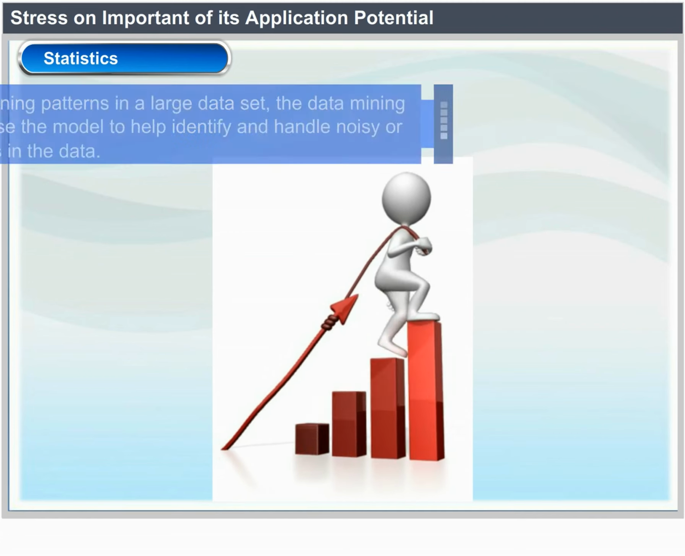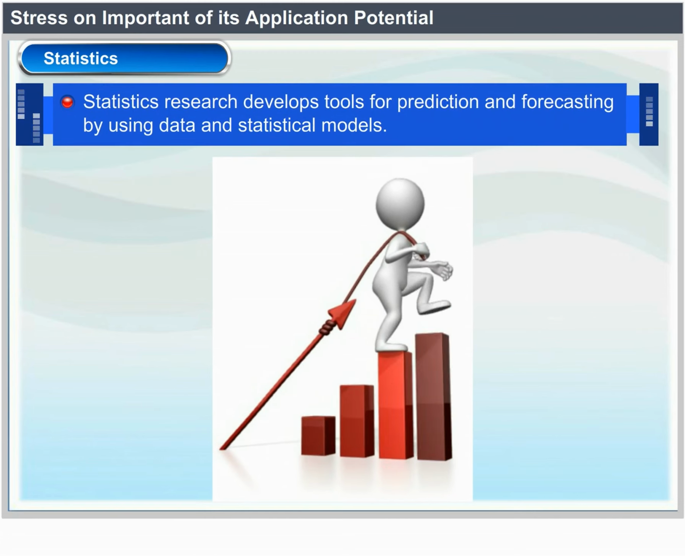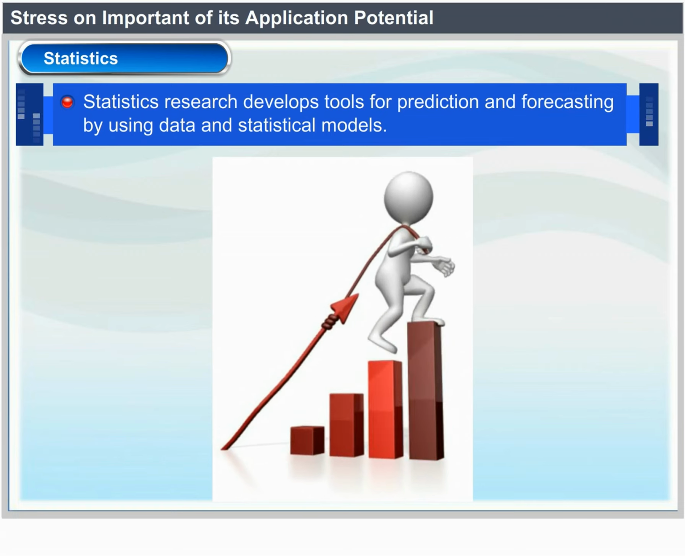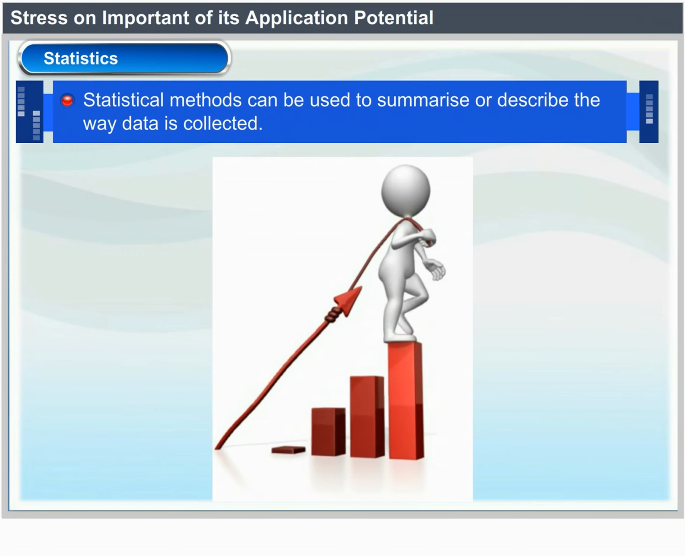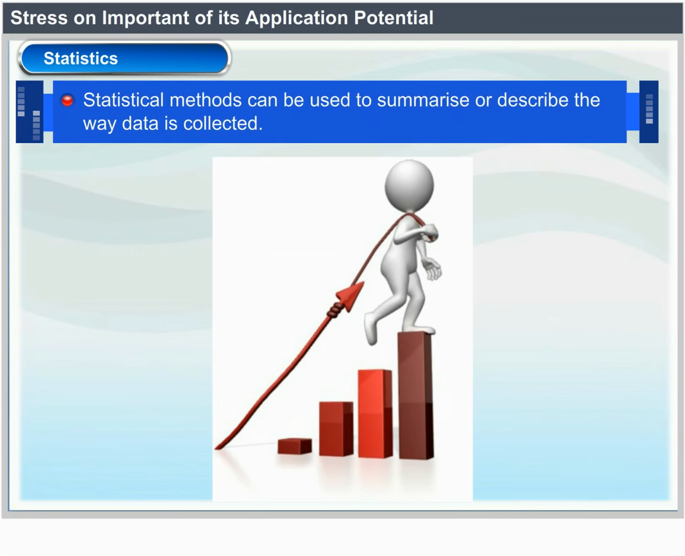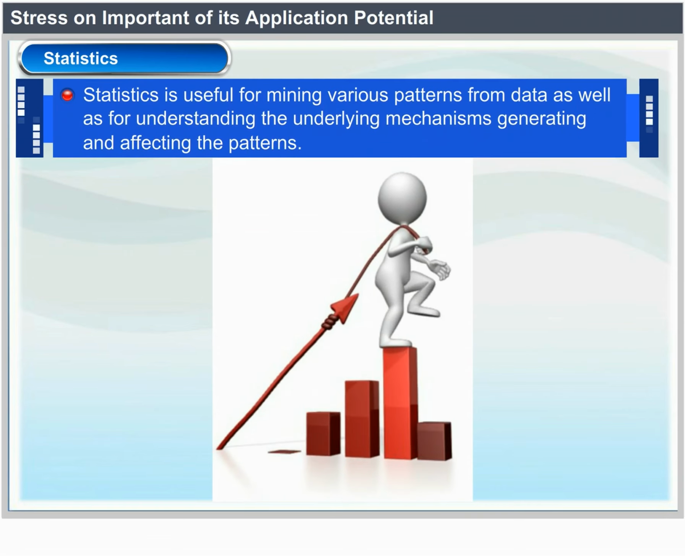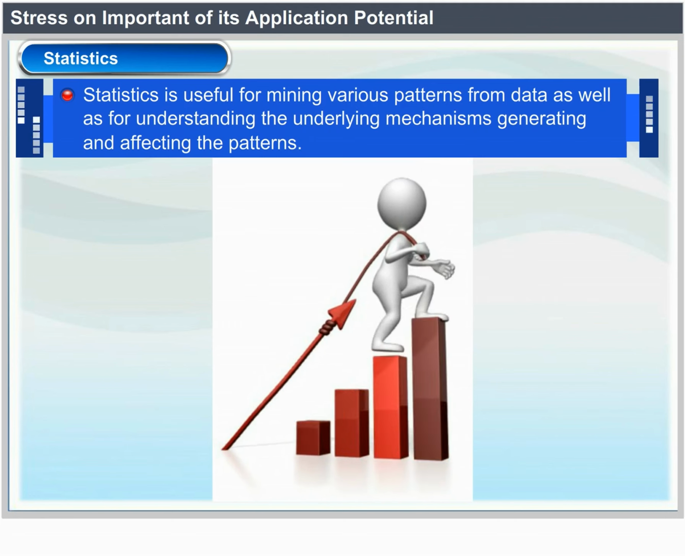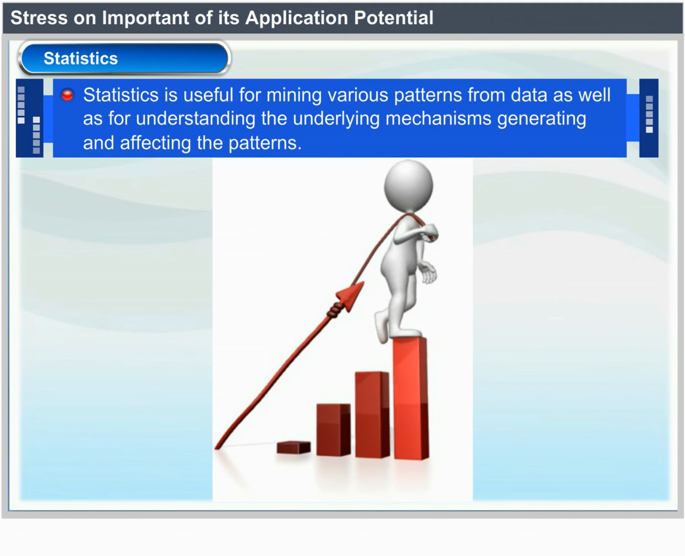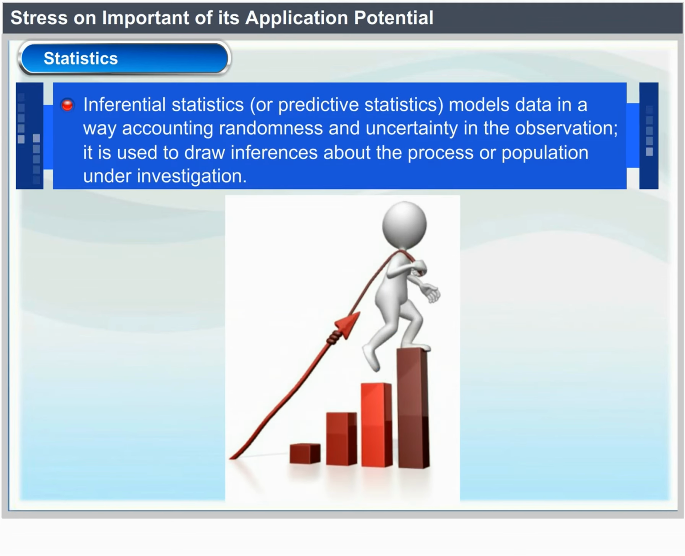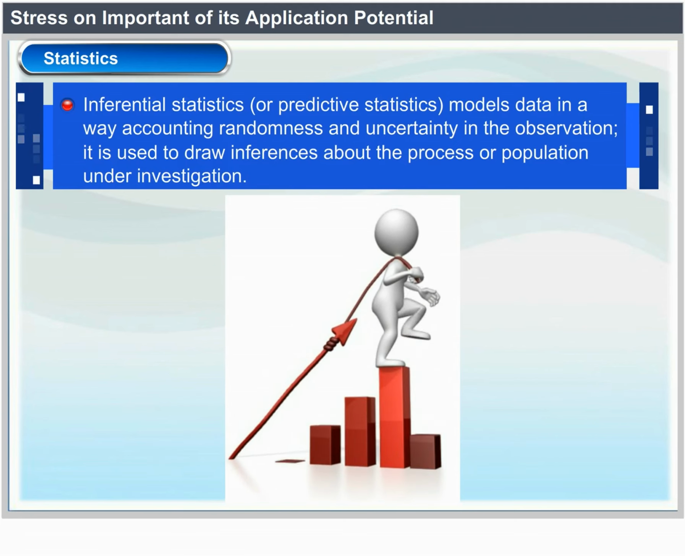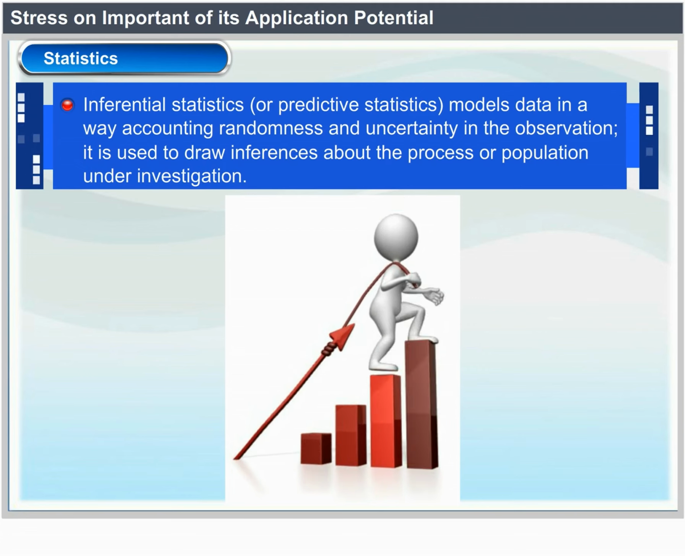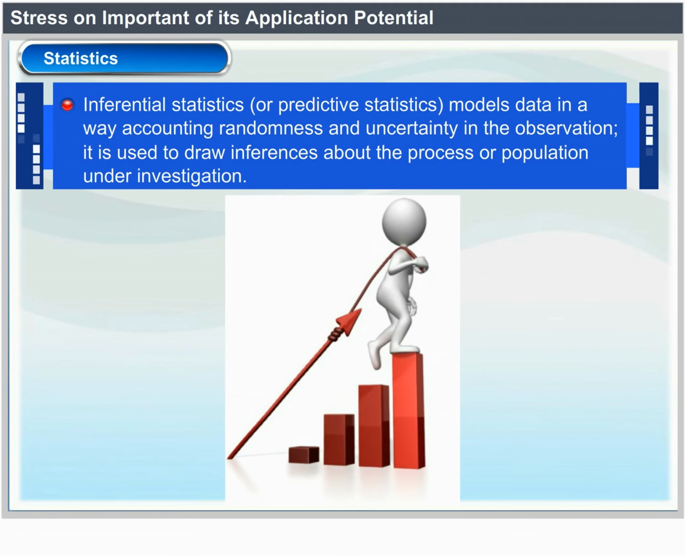Statistics research developed tools for prediction and forecasting using data and statistical models. Statistical models can be used to summarize or describe a collection of data. Statistics is useful for mining various patterns from data as well as for understanding the underlying mechanisms generating and affecting the patterns. Inferential statistics or predictive statistics models data in a way that accounts for randomness and uncertainty in the observations and is used to draw inferences about the process or population under investigation.